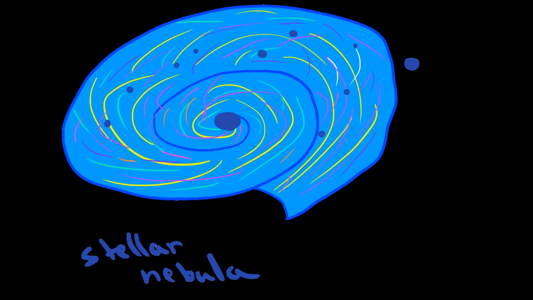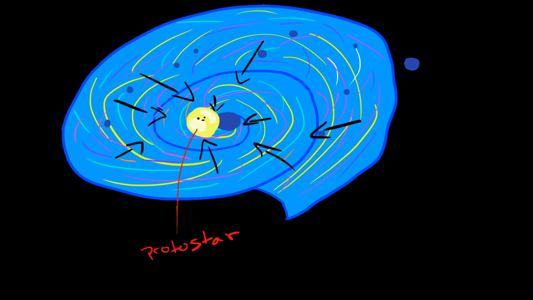The whole process starts in molecular clouds known as stellar nebulae. The star starts to form when the cloud starts to collapse under its own gravitational pull. The collapsed material starts to heat up, forming a core. The core is known as a protostar and it further attracts dust and gases.